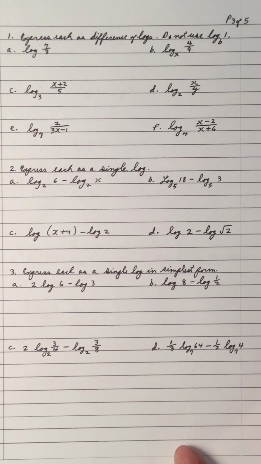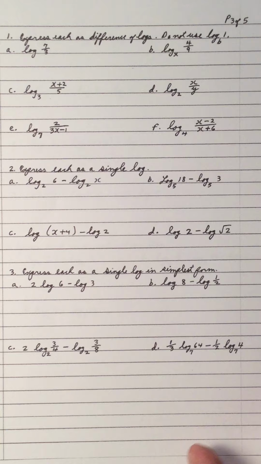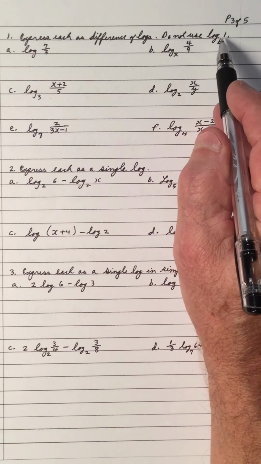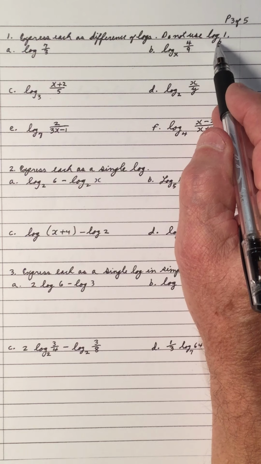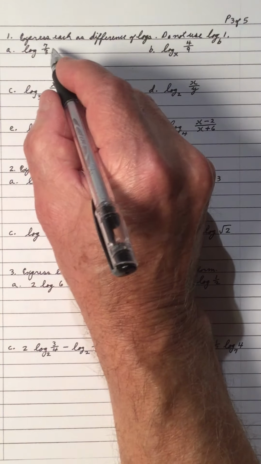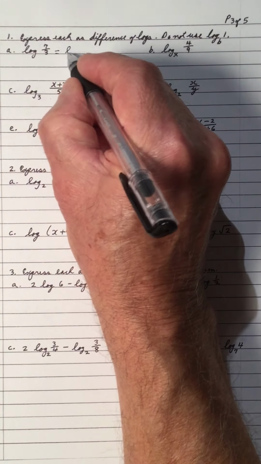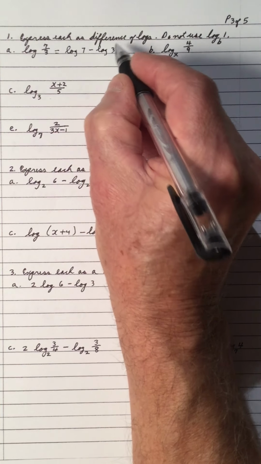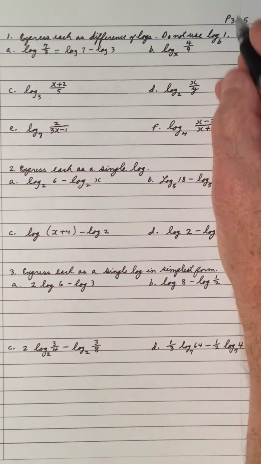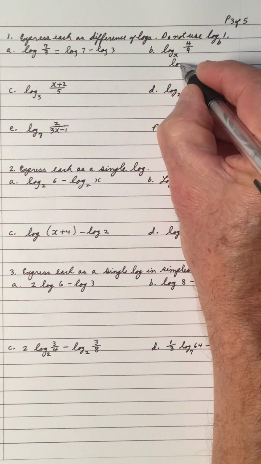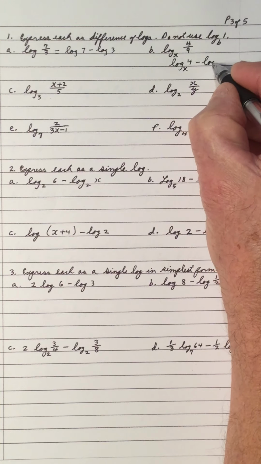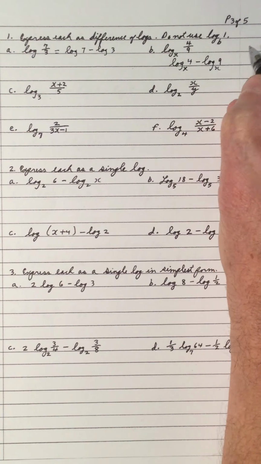And here we go, let's continue doing more examples. Express each as the difference of logs. Do not use the log of 1 base b. So this is division, so that's the log of 7, subtract the log of 3, and the base is 10 in each. And this one is the log of 4 base x, subtract the log of 9 base x.